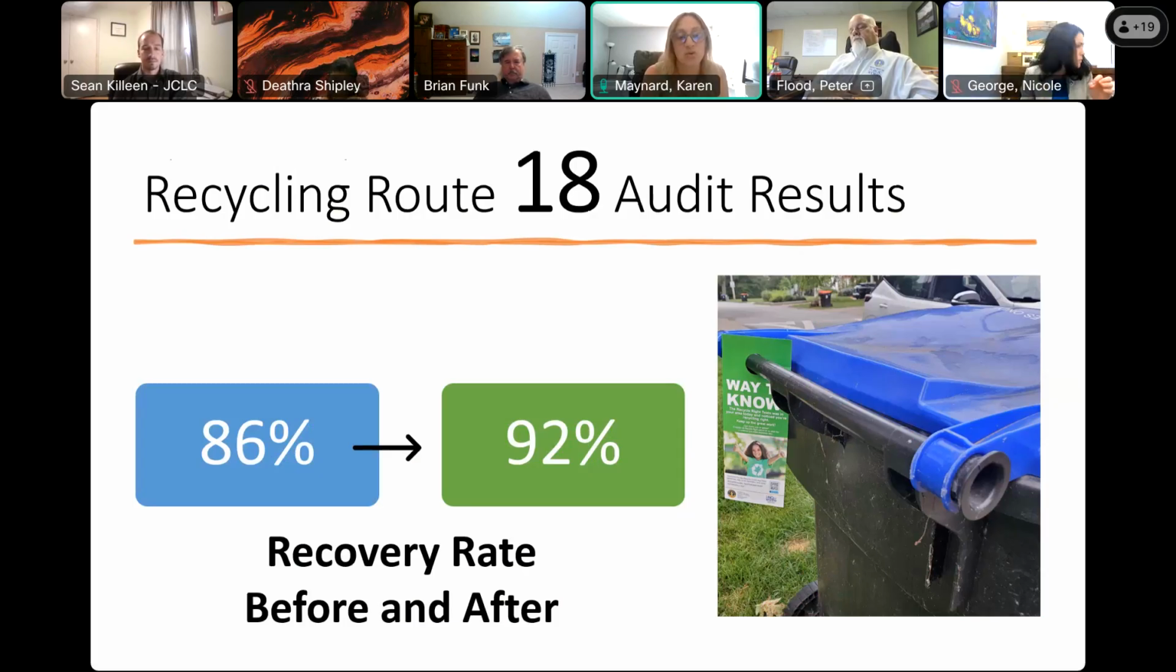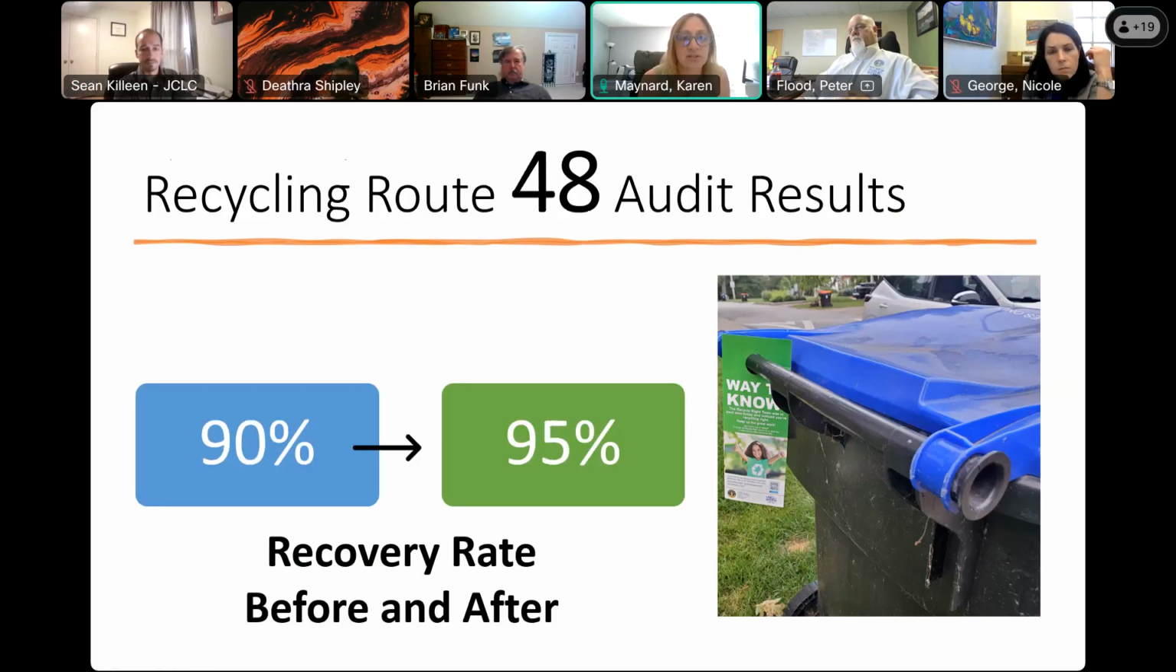And then with all the weights, plus anything that didn't belong is considered landfilled, and then we get our recovery rate. So when we did our pre-audit, we had an 86% recovery rate in this area. And then when we completed our program, which involves the OOPS tags and the way to know tags through the entire route, we scheduled a post-audit and the recovery rate increased to 92%. So we were very pleased about that.